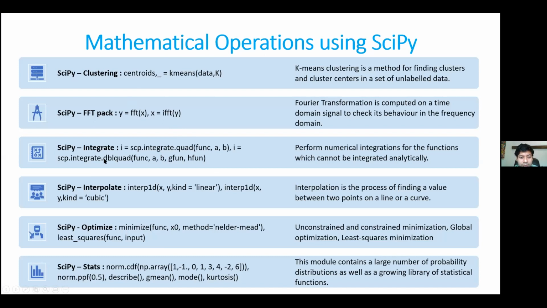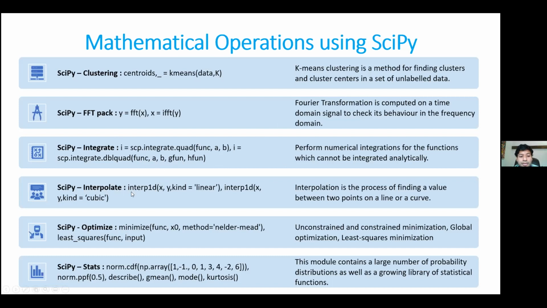Similarly, the dblquad is like the double integration. So we can do double integration also using this one. So func is the function, then A, B are lower and upper bounds, and then gfun and hfun, when it's a 2D function, are the lower and upper bound functions for the second dimension. So we'll do some examples on this, so then these things will be more clear to you, hopefully.